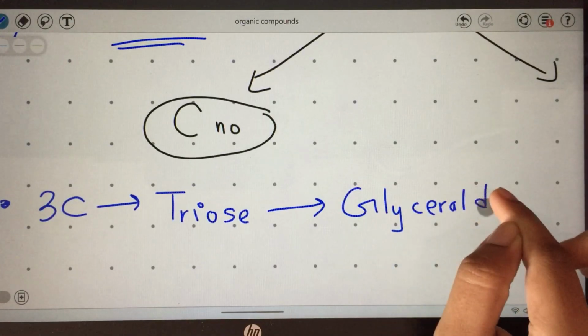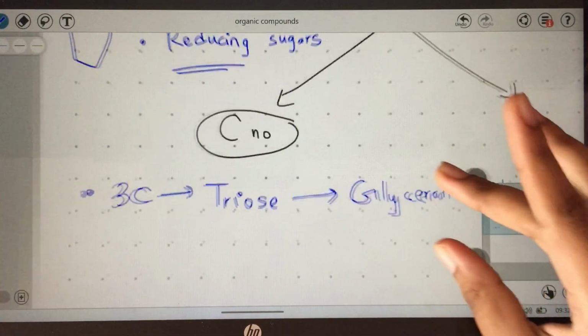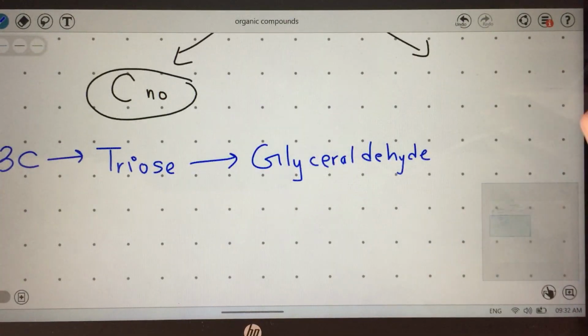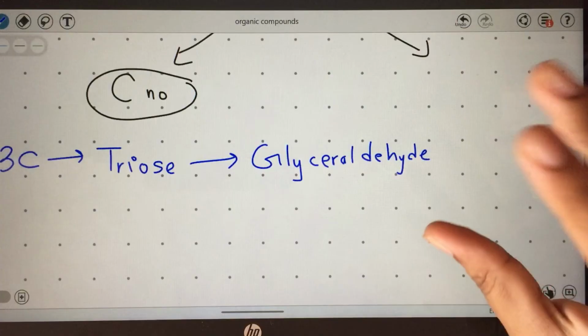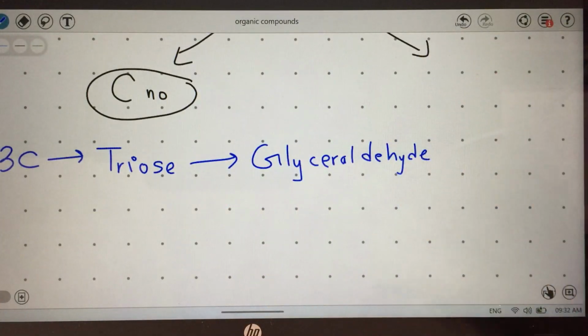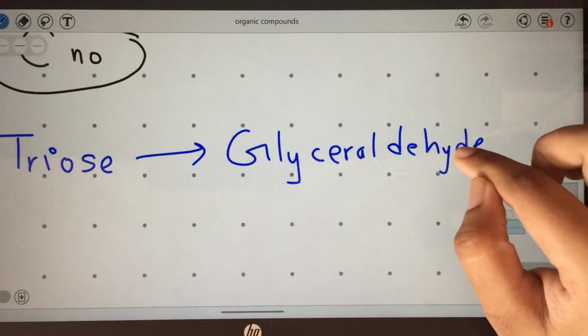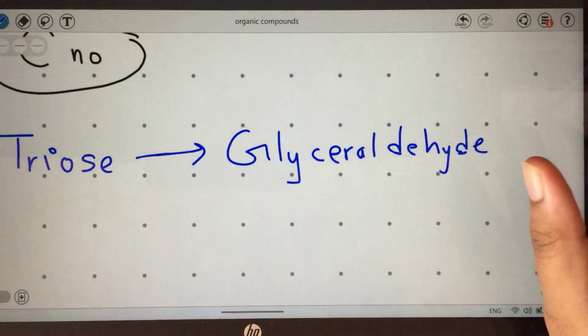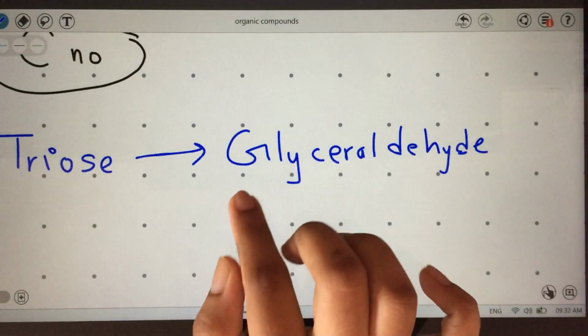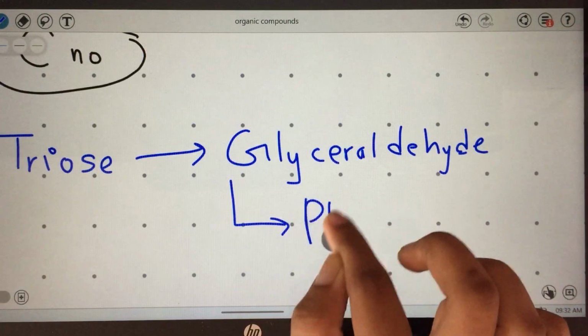Now these names might seem a bit complex for you. Why? You're learning this for the first time, no? But after you start doing chemistry, towards the end of grade 12, then these names are going to be very normal for you. For now it will be a bit complex, so write it 2 to 3 times and you'll remember it. Okay, and another example is going to be phosphoglyceraldehyde.